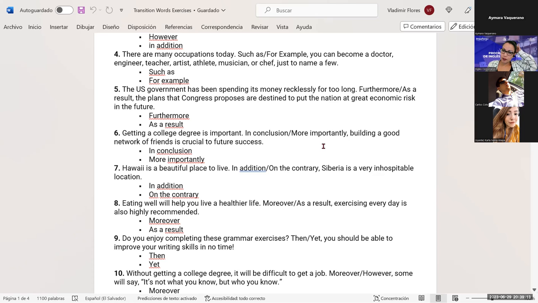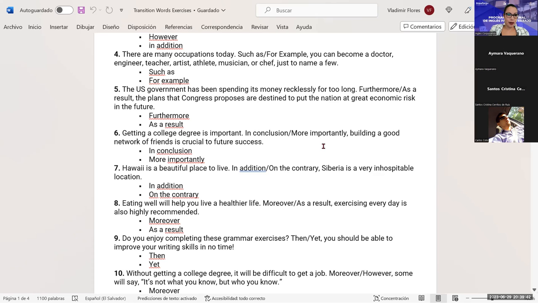The USA government has been spending its money recklessly for too long. Furthermore, as a result, the plans that Congress proposed are destined to put the nation at great economic risk in the future. So sorry, the answer is furthermore or as a result? I think furthermore. Excellent. That is correct. Furthermore. Thank you so much, Aymara.